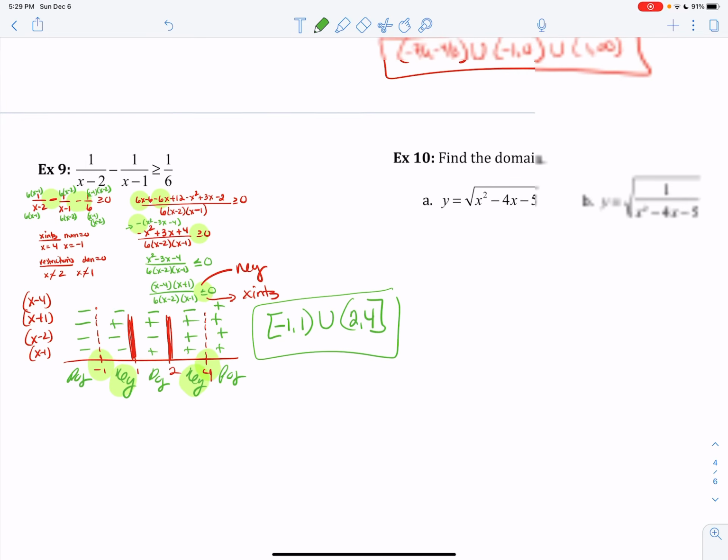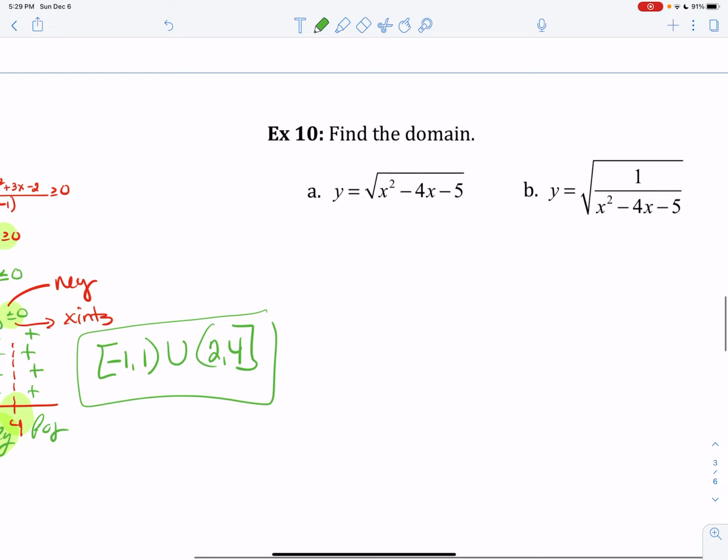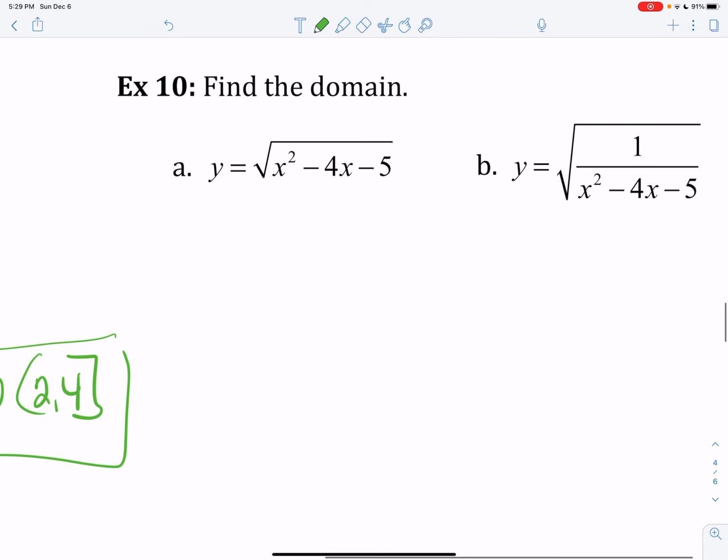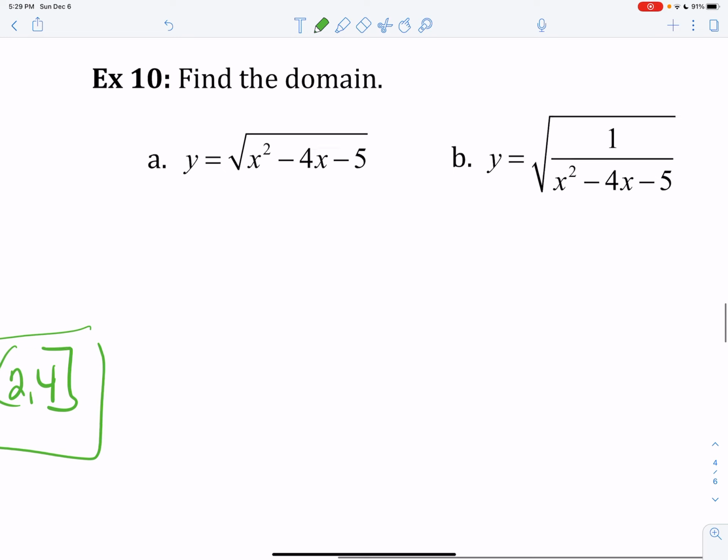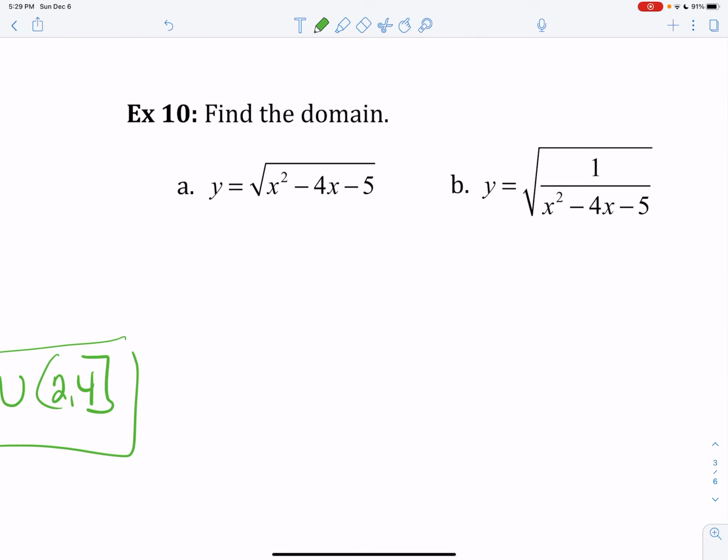Okay, let's move on to domain. We'll do one of these. Just going to do A. I will leave B for you. But with A, or just domain, keep in mind if you have an even root, what's inside of your even root, we know that this quantity has to be greater than or equal to 0. So whatever this quantity is, that quantity always has to be greater than or equal to 0 if we are doing an even root.